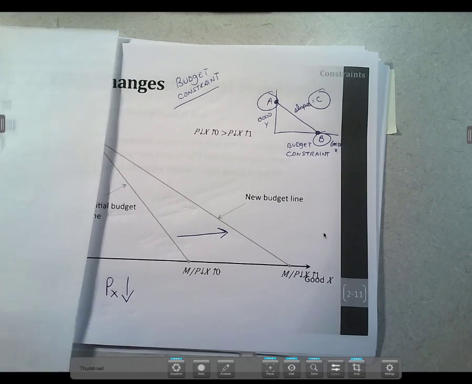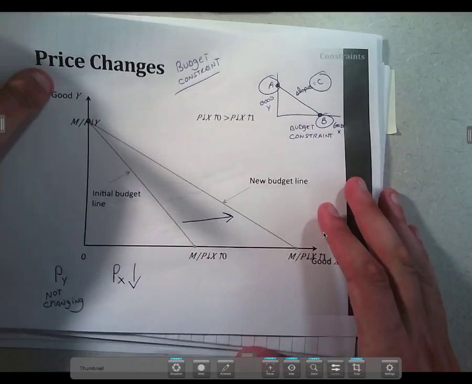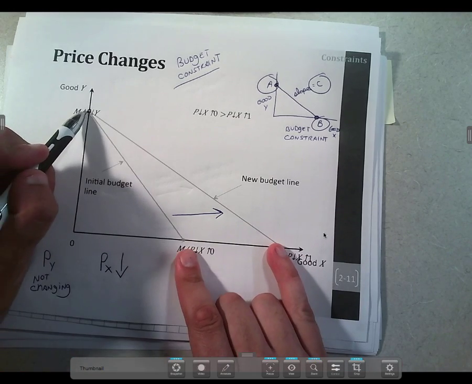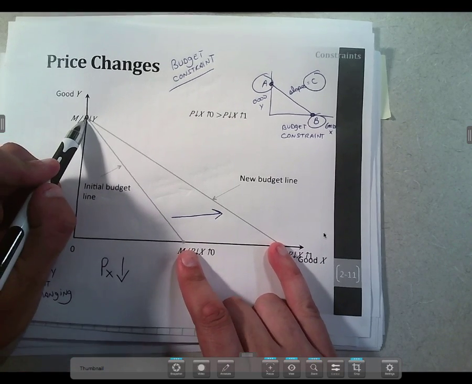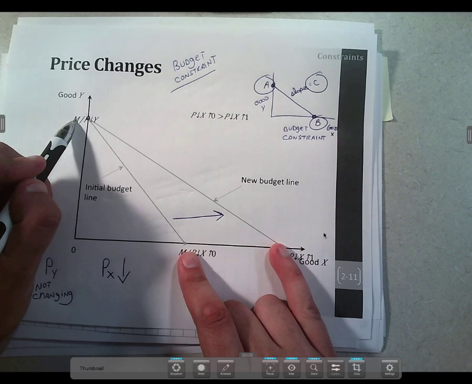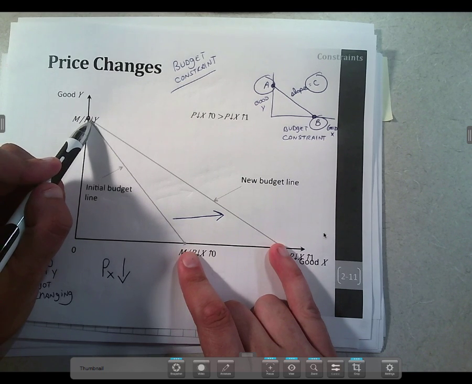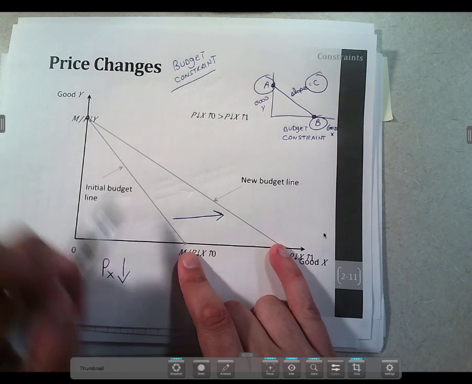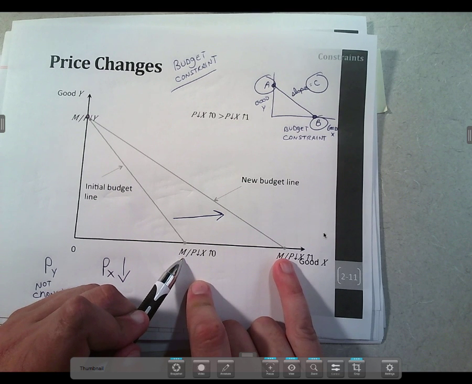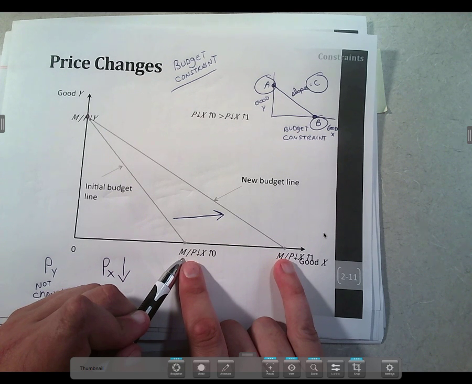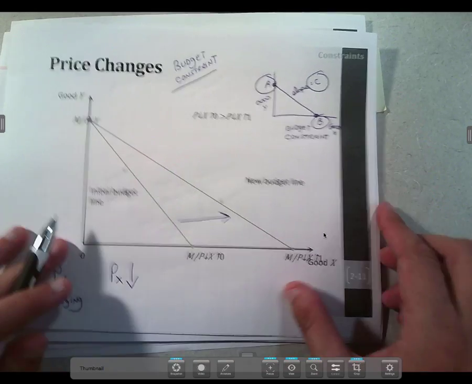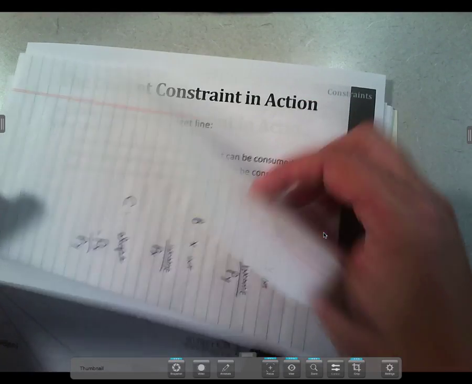Okay, so what we're seeing here, the reason why it pivots, is that none of the elements of the y-intercept changed. I didn't change the income, I didn't change the price of good Y. The numerator stayed the same, the income levels, but what changed is the price of good X, and in this case the price of good X was falling. Hence, pivoting it outwards.